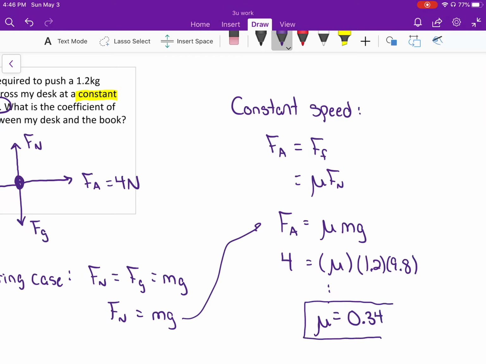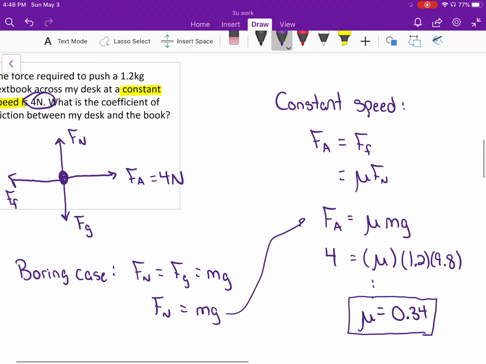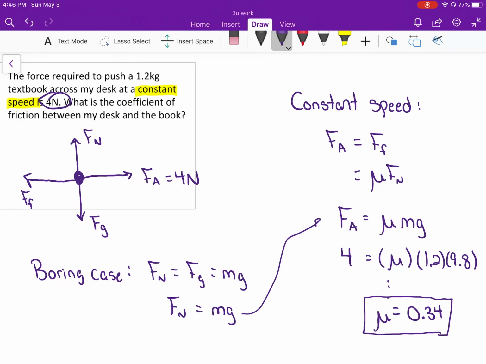So 2 key steps to this one. Whenever a question involves the coefficient of friction, you have to find the normal force, so we did that right off the bat. Often it's going to be normal is equal to gravity in grade 11, but that'll change once we get going. And then the second important thing in this one is constant speed means that the forces have to be balanced.